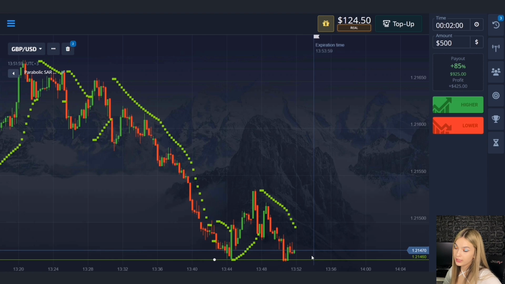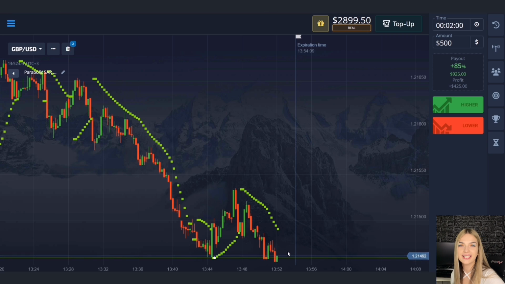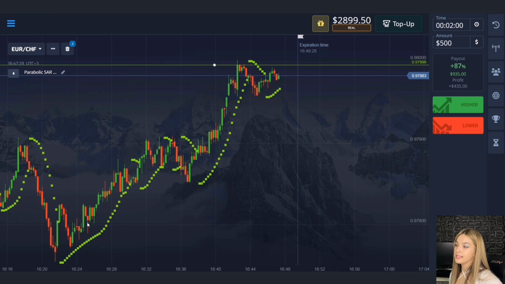Alright, as you can see, the price really continued to move towards the level. This is where we make a profit. This situation worked itself out perfectly. The indicator suggested us a really good entry point. So guys, everything is going perfect. Let's continue.